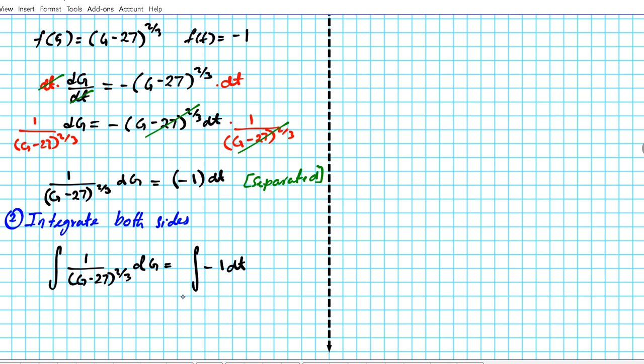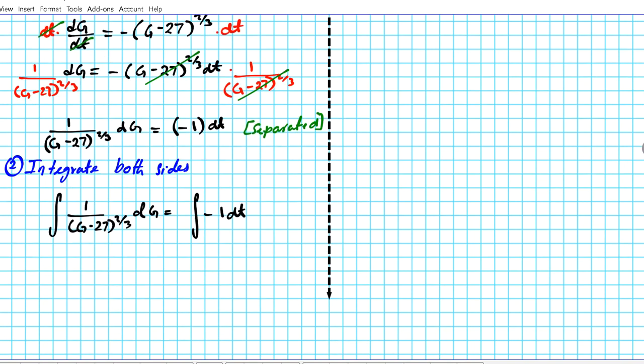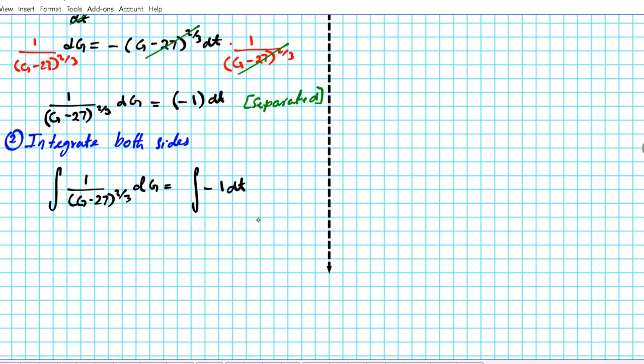The right side is a piece of cake to integrate. The left side requires more work. I'm just going to keep the right one the way it is, and then deal with this problem on the left. If you take a look at the integral on the left side, we have a composite function, and the derivative of an inner function, g minus 27, is a multiple of dg, basically times 1.